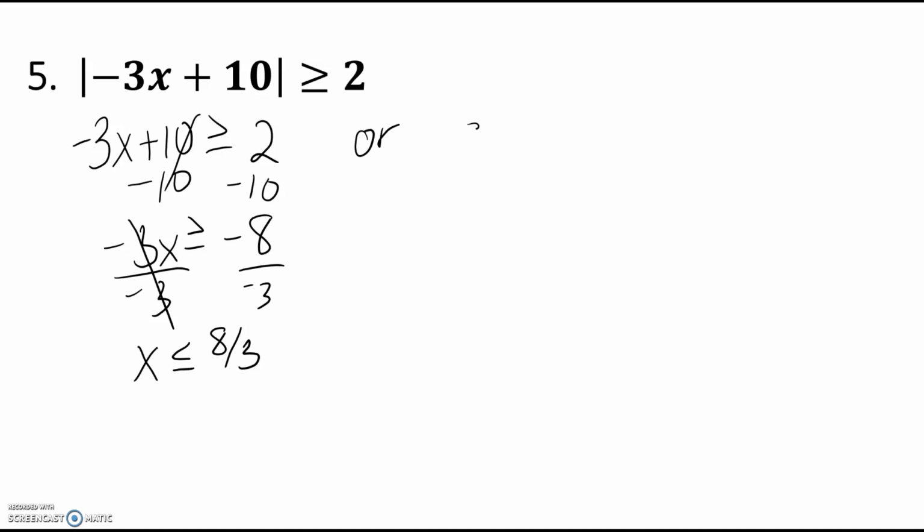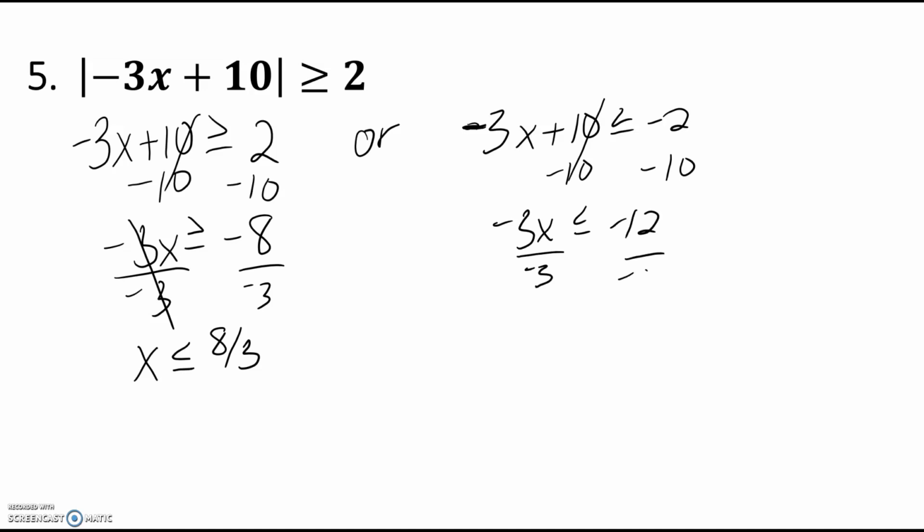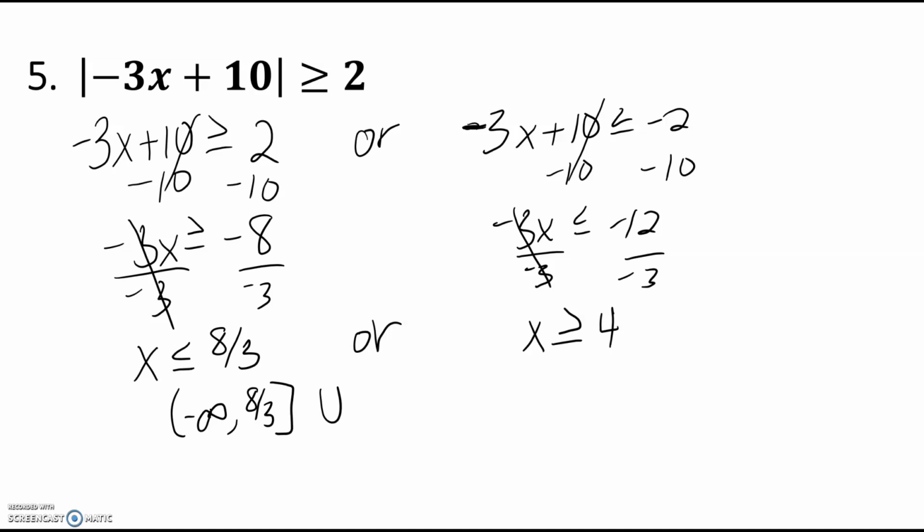Or, I am going to flip my sign and make my 2 a negative, and then solve again. So negative 3x is less than or equal to negative 12. Divide by a negative 3, so flip my sign, and I get x is greater than or equal to 4. So on this side I have negative infinity all the way up to 8/3, or x goes from 4 to infinity.